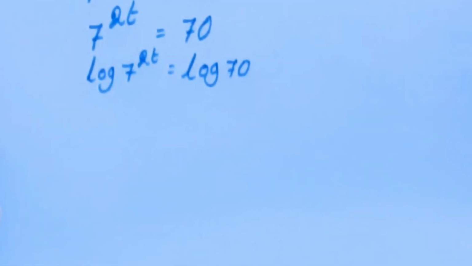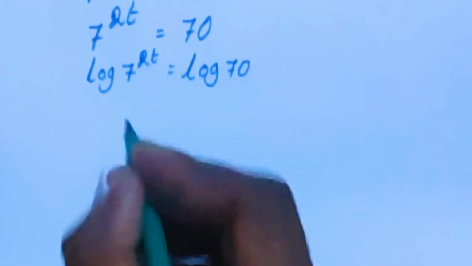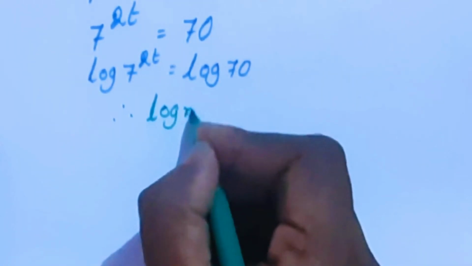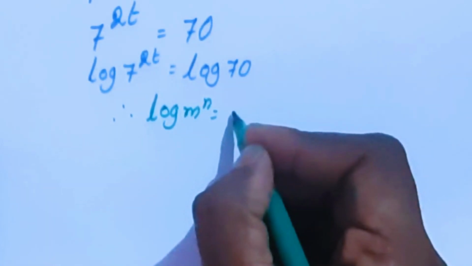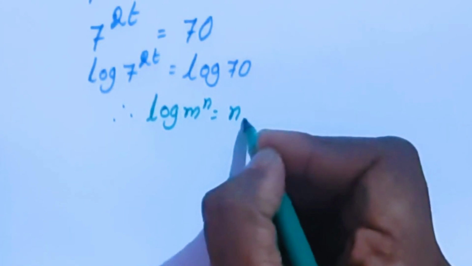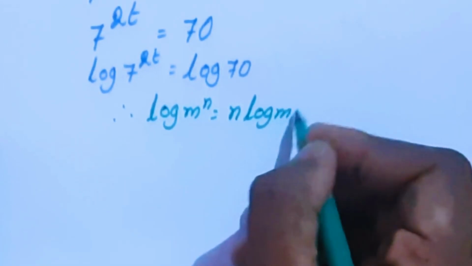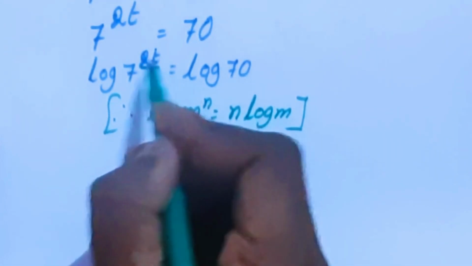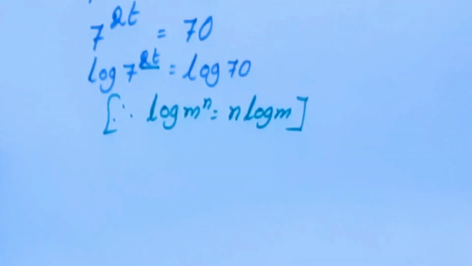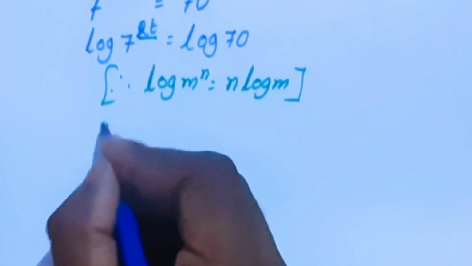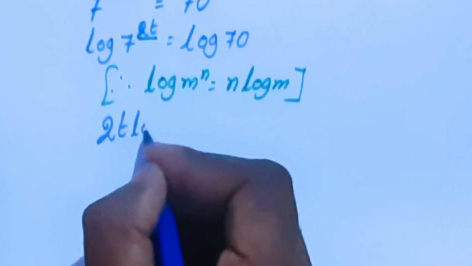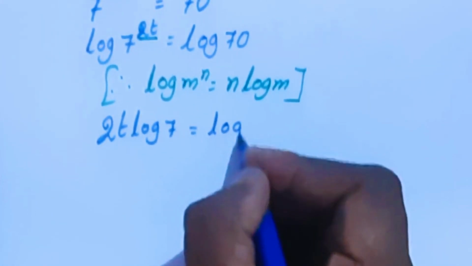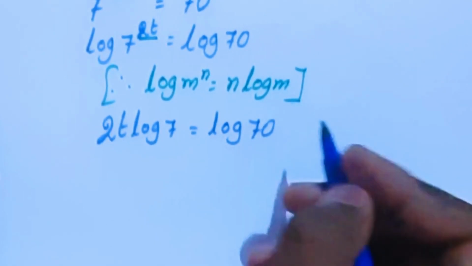Now we are going to apply the log power formula, that is log m^n equals n log m. This formula we are going to apply here. So this 2t comes before log: 2t log 7 equals log 7t.